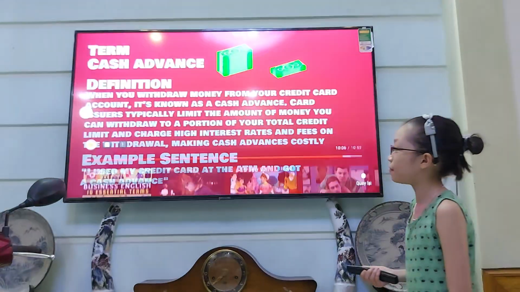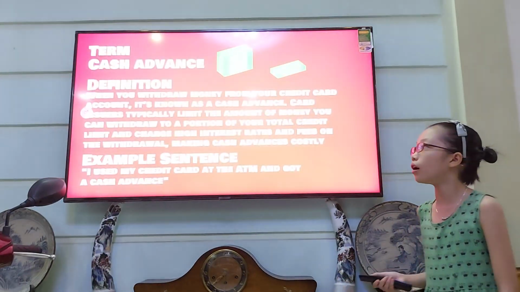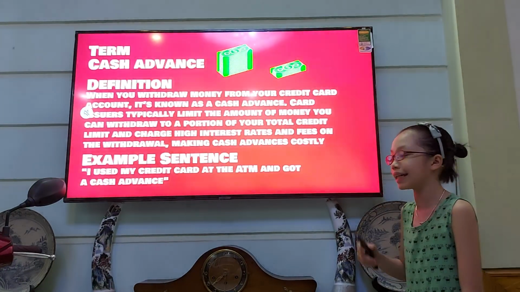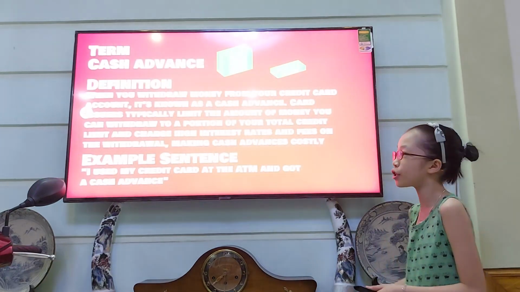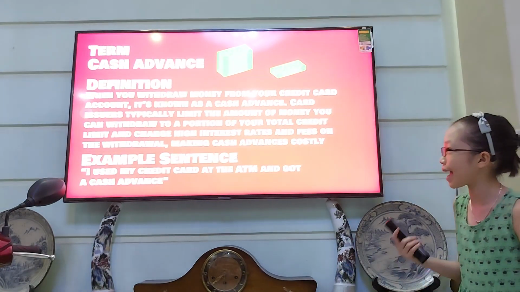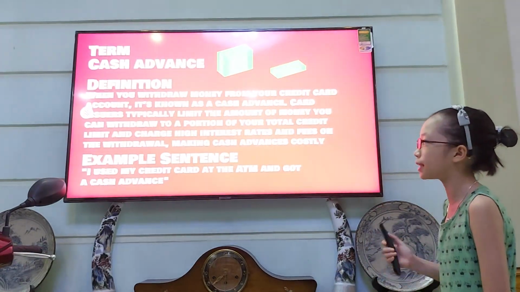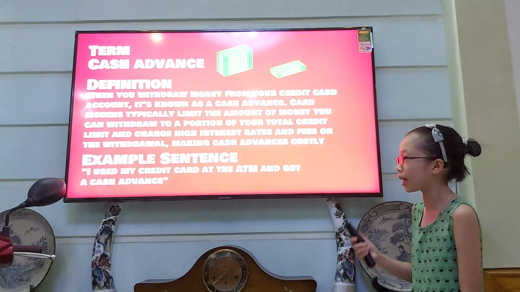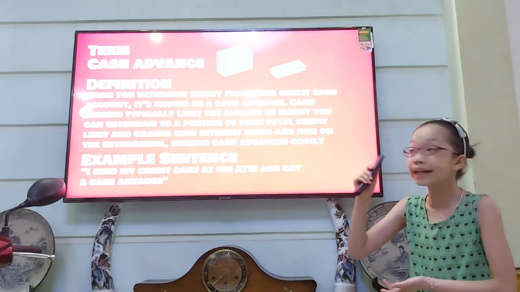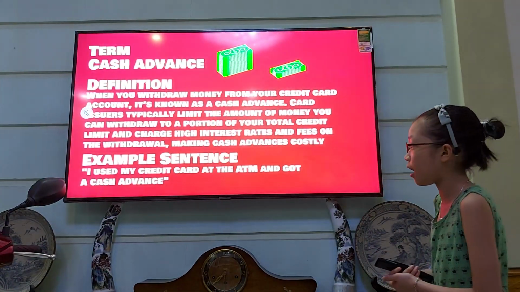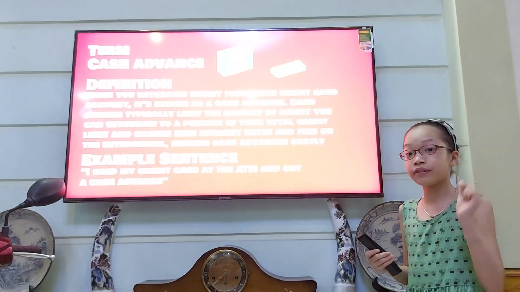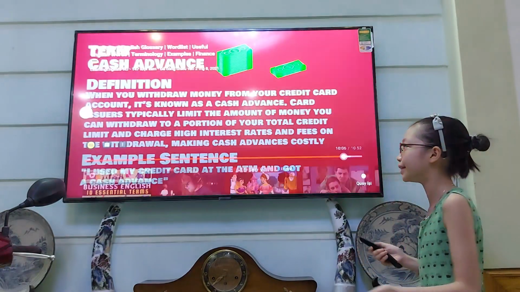We have cash advance. Well, this one might be a little long. Cash advance. I used my credit card at the ATM and got a cash advance. When you withdraw money from your credit card account, it's known as a cash advance. Card issuers typically limit the amount of money you can withdraw to a portion of your total credit limit and charge high interest rates and fees with withdrawal, making a cash advance costly. So it's very high, very costly, very pricey.